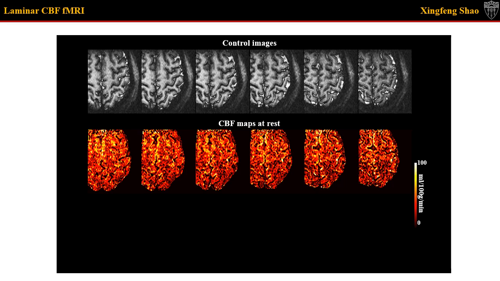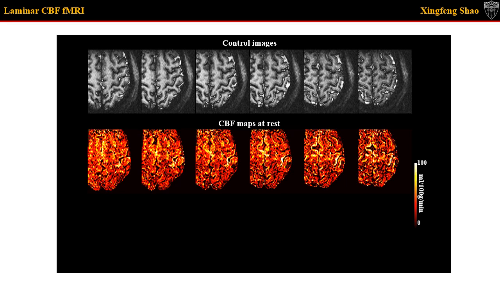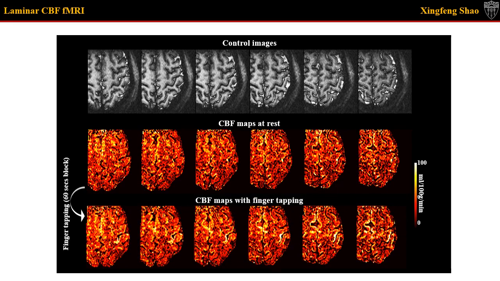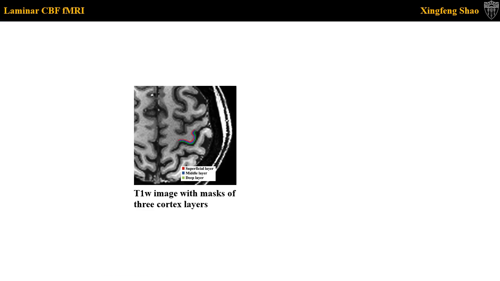So next click, here you will see the CBF map we measured with finger tapping. As you can see, the majority of the CBF remains identical, but if you pay attention to those areas indicated by the blue arrow, we can see a strong CBF increase along the motor cortex. And you can also see some activation around the premotor area.